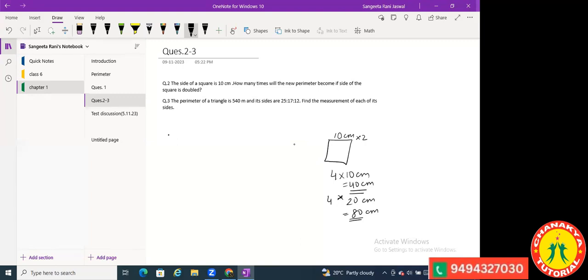See, I have explained question number 2. Everybody please do it in the statement form. Write the statement clearly: the side of the square is 10 centimeters. The perimeter of the square is 4 into 10 centimeters, which is equal to 40 centimeters. Now write in the correct statement form: if the side of the square is doubled. Everyone please write it in the statement form and show me your notebooks.